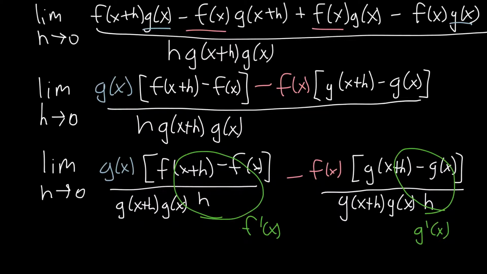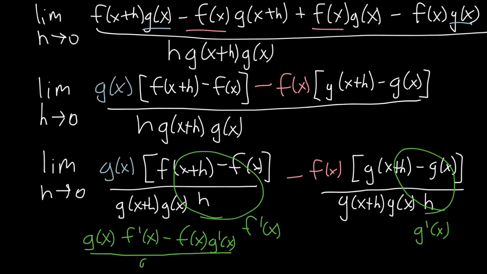Now, of course, g of x plus h, as h goes to 0, will go to g of x. So this will go to g of x times g of x. This will go to g of x times g of x. And we can put the fractions back together. So what we will have is g of x, f prime x, minus f of x, g prime x, all over g of x squared. And that proves the quotient rule.